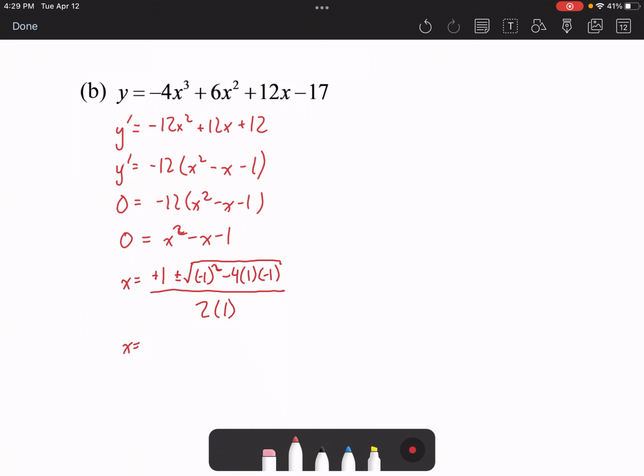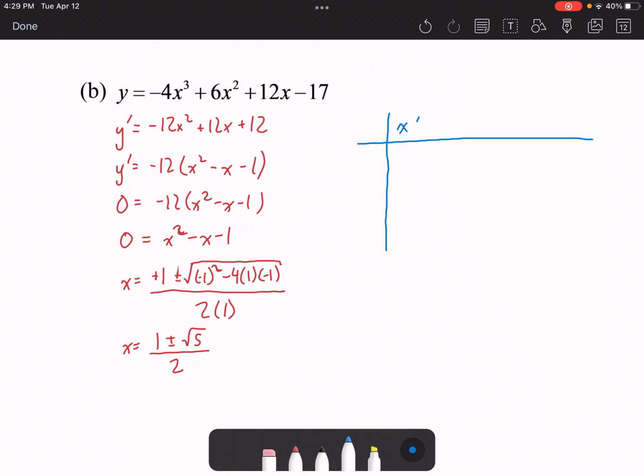So this is 1 plus or minus the square root of 5 over 2. And you can find approximations, if you like, to these values, as I really don't need to find any approximations, but you could if you wanted to. I want to look at values before this and after this, and in between these values. So I'm going to create another interval chart.